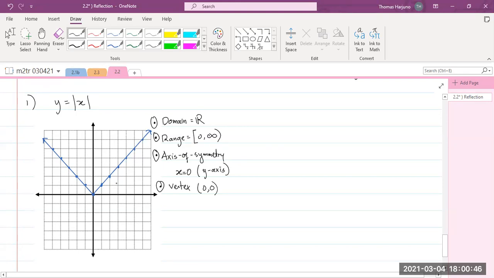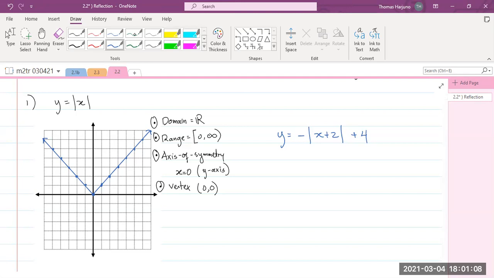Now, I need you to memorize this, though. I need you to memorize this, because on Thursday, we will do something like the following. You don't need to write it down. I just give you a glimpse of what we will do later. Suppose I have y equals negative absolute value of x plus 2, plus 4.